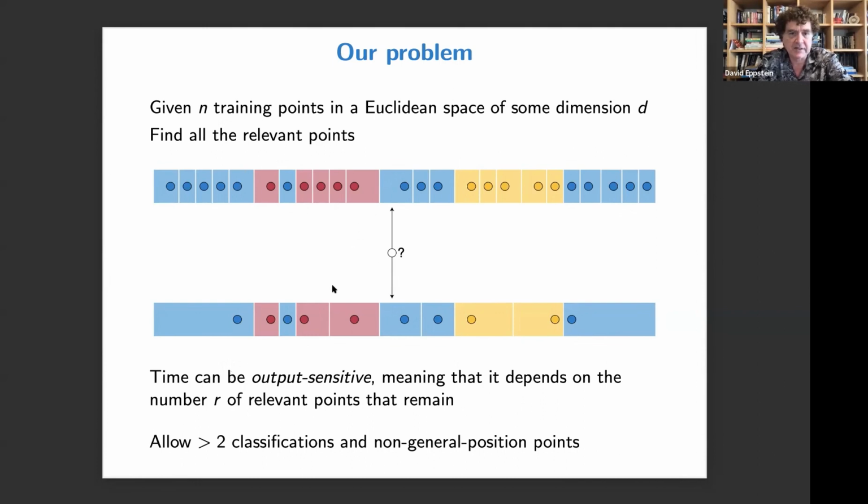And as you can see from this picture, I'm going to allow more than 2 classifications of points. You could consider this problem as a binary classification problem, yes or no, true or false, but the same techniques turn out to work for non-binary classifications.